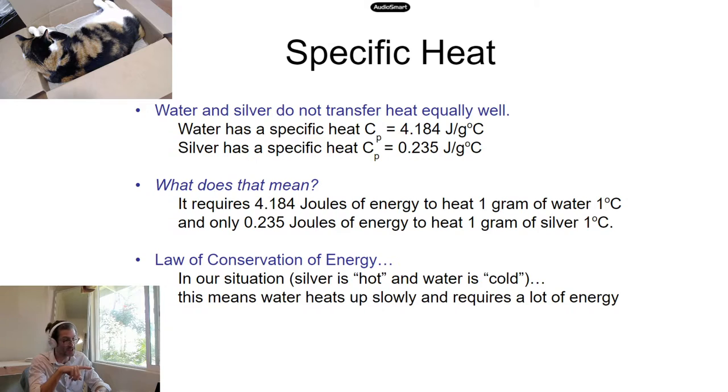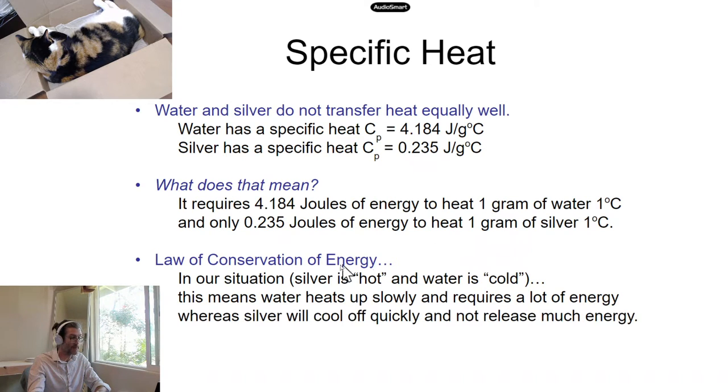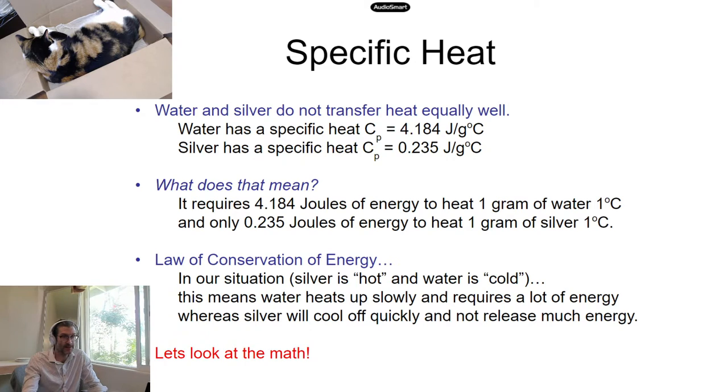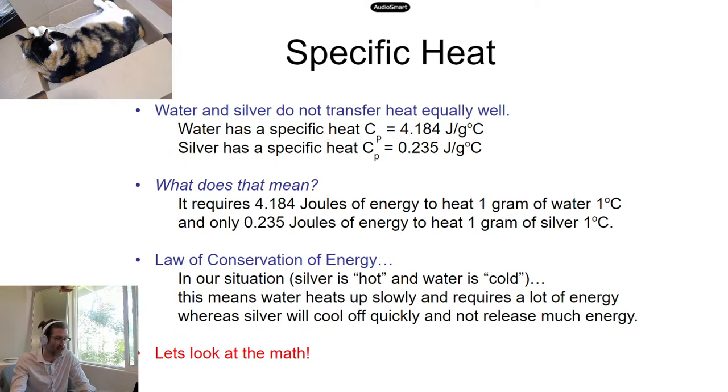Anyway, in our situation here, the silver is hot, the water is cold. That means the water will heat up slowly and require a lot of energy, while the silver will cool off quickly and not release as much energy. Just like when the pizza came out of the oven, the crust cooled down quickly. By the time it got to the table, you could hold it comfortably, but that cheese and that sauce had a higher specific heat. They held onto their energy longer, and when you tried to bite the pizza, it bit back.